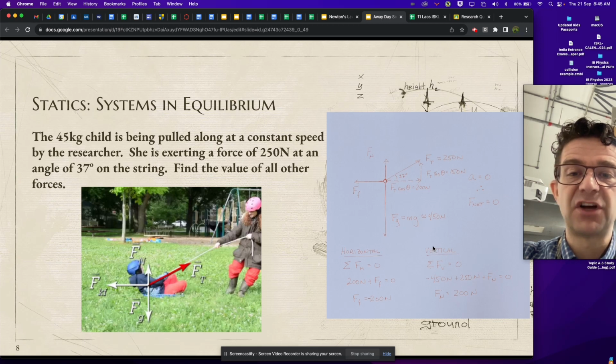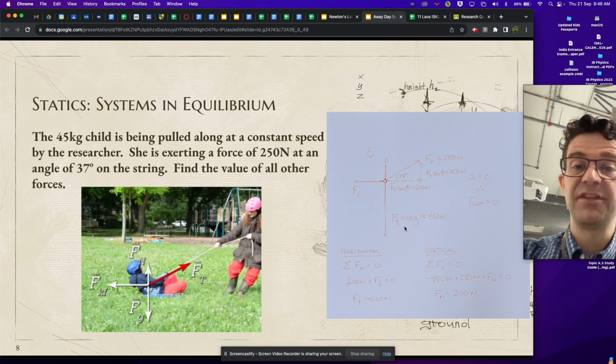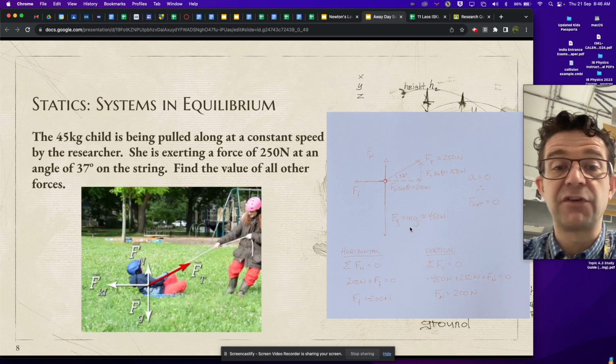At this point, we've solved for all the forces. We have our 250 Newton force of tension, 150 newtons up, 200 to the right. Gravity, 450 newtons down. We could get that directly from the problem. The force of friction, 200 newtons to the left from Newton's first law horizontally, and 300 newtons for the normal force upwards associated with Newton's first law for vertical.